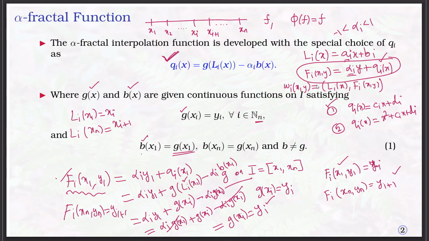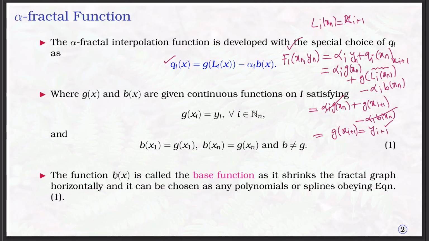Now, this iterated function system Li, fi, with the specific choice of qi like this one, generates the fractal interpolation function. Here the function b is called the base function, as it shrinks the fractal graph horizontally, and it can be chosen as any polynomial or spline obeying equation 1. That means, at the endpoints b and g must be equal, whereas b and g are not identically the same function.